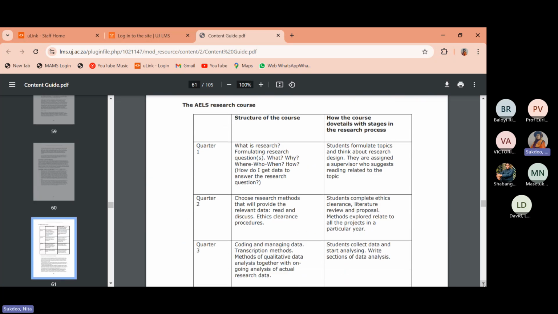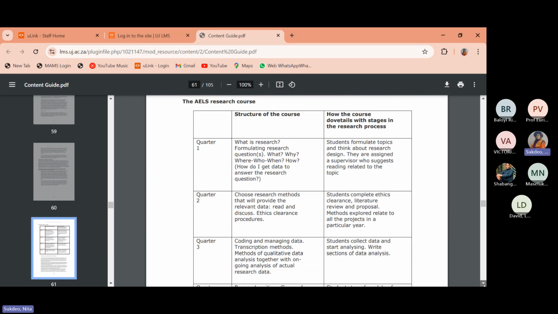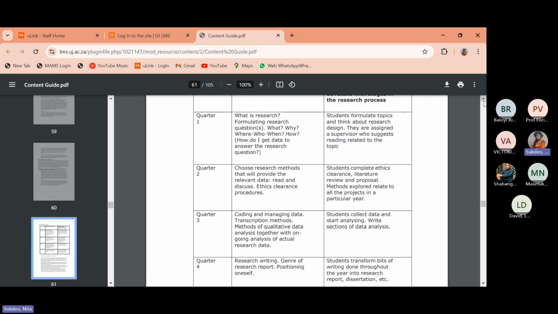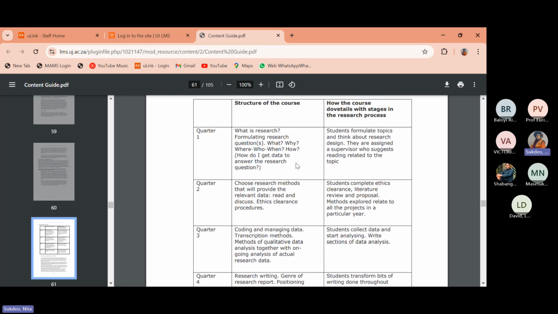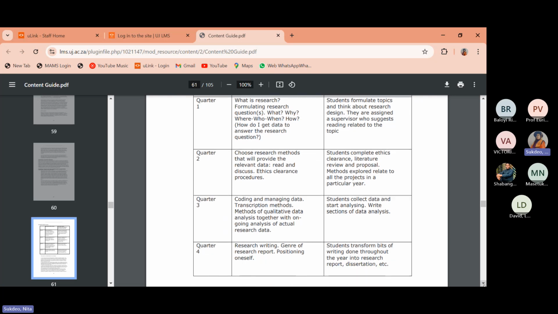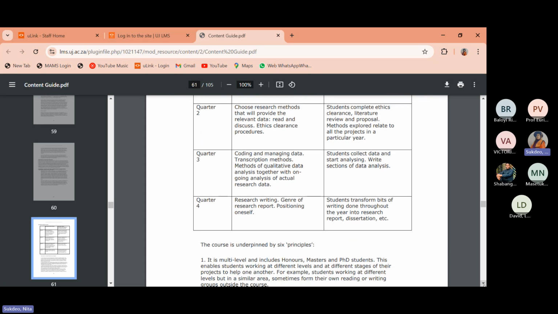So the structure of the course was broken down into four sections or four quarters. The first term or first quarter would have been: what is research, how to formulate your questions, where are you going, what are you doing, how are you going to conduct the research, right? The objective of that structure was formulating topics, looking at a research design, who their assigned supervisor was and what they said about the topic?